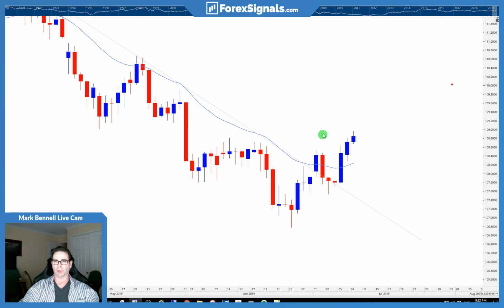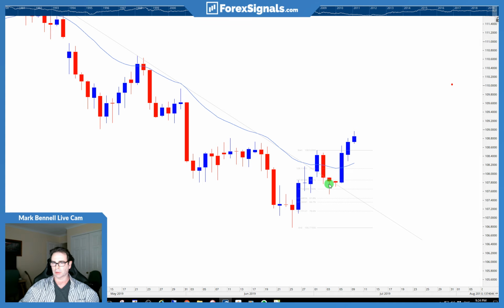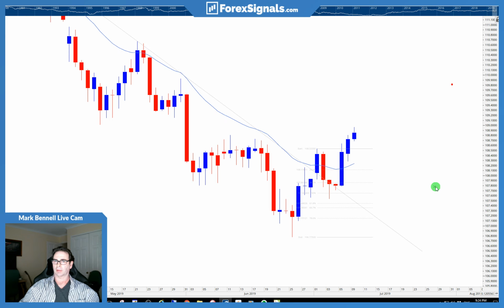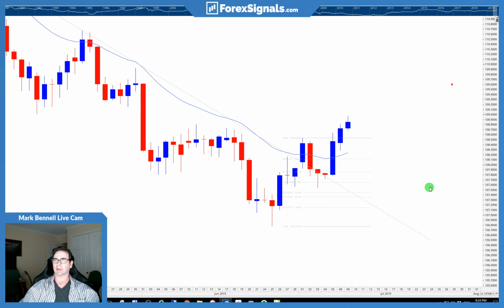Now, when we look at the pullback, right, we can't even close into the 50%. So what's that telling us? It's telling us that this move is strong. So here's our 40-60 window. This is a great question, Tony. Actually, we're almost out of time.